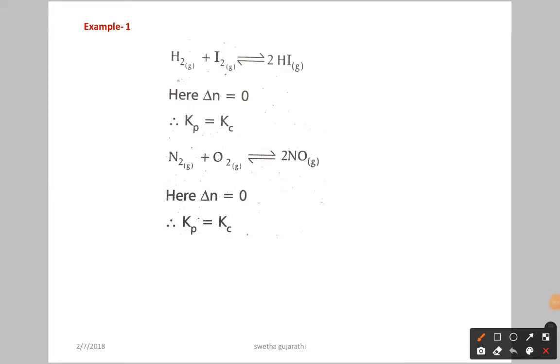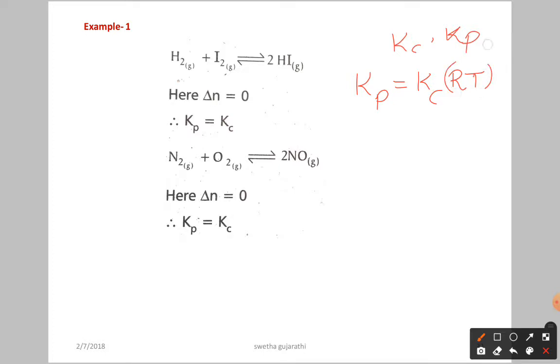Hello students, in the last video we discussed how to write the equilibrium constant Kc. We discussed Kc, how to write Kp, and what the relation is between Kc and Kp. The relation is Kp equal to Kc into RT to the power delta n.